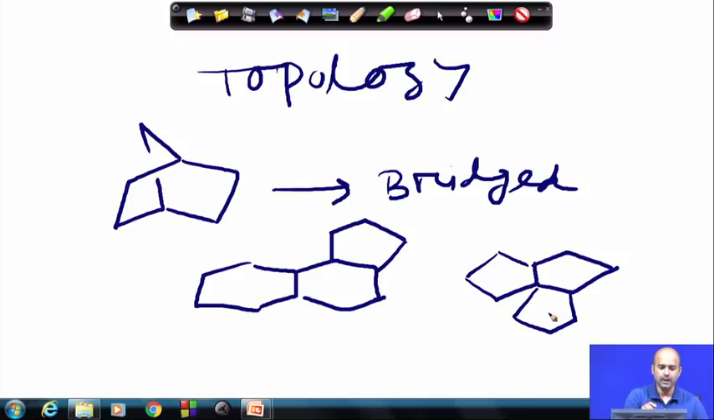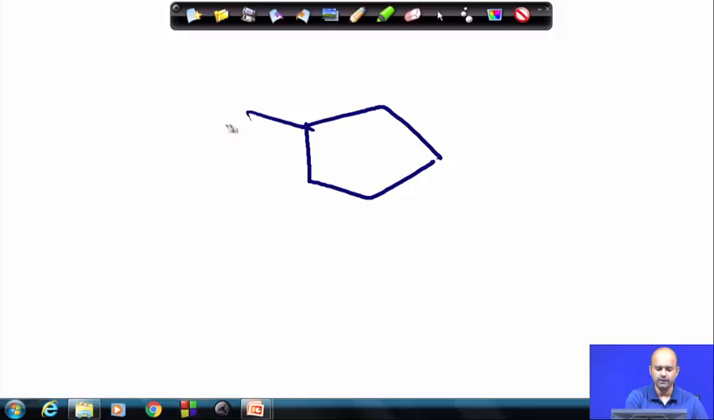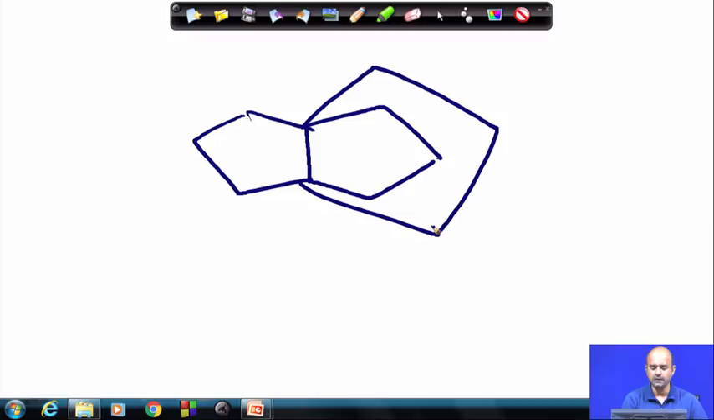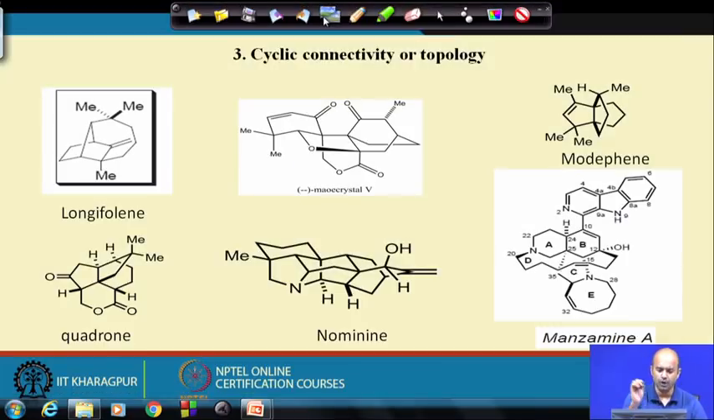You can have pretty interesting topologies. Let us talk about a topology which is very interesting. You can have a topology which is something like this: 5-membered, 5-membered, 5-membered, but they have the same axis. This is called a propellane-based compound. Propellane basically is a propeller. They have a common axis, this axis is common. It is again a triquinane, 3 cyclopentane rings fused through a common axis, a common bond. So, these are the terminologies which will be often used.